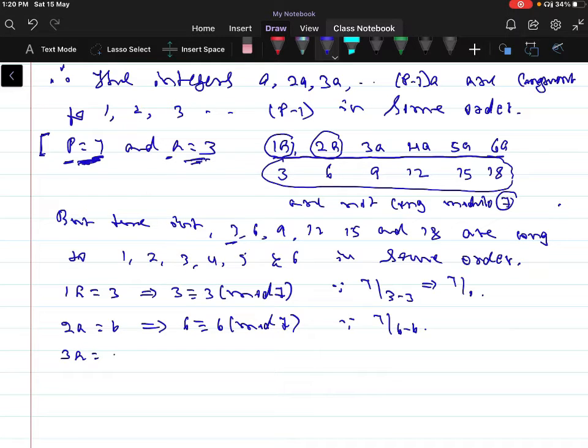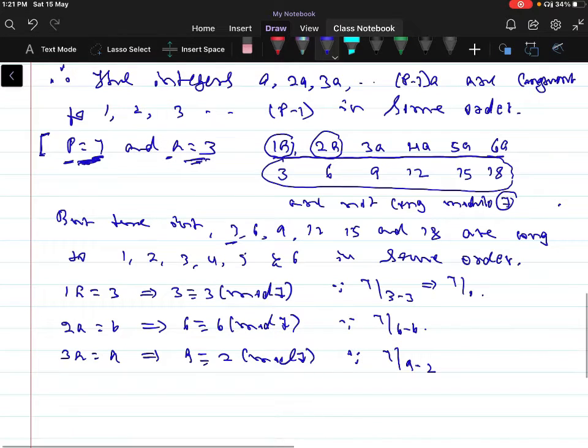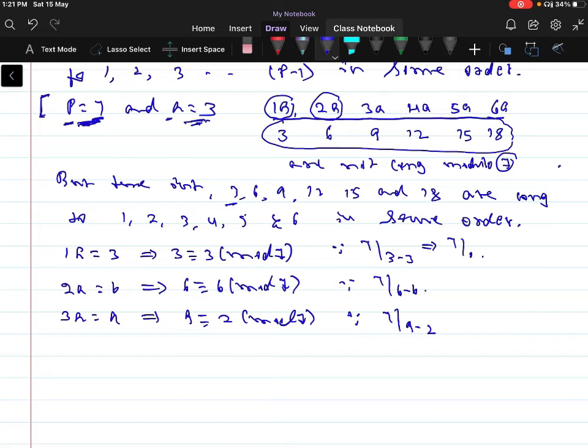3a is equal to 9. So this implies 9 is congruent to 2 modulo 7, since 7 divides 9 minus 2. So for the element 4a, where 4a is equal to 12, this implies 12 is congruent to 5 modulo 7, since 7 divides 12 minus 5.